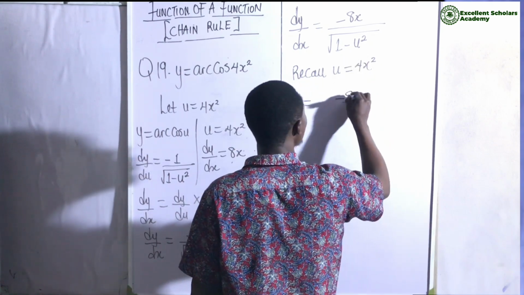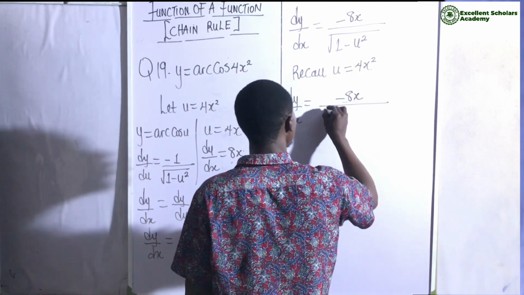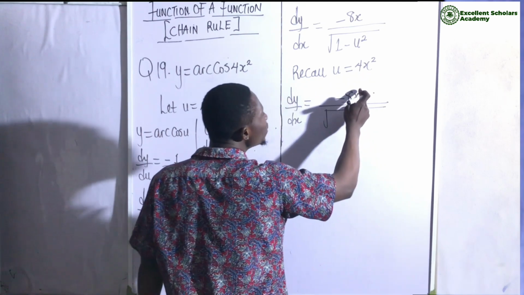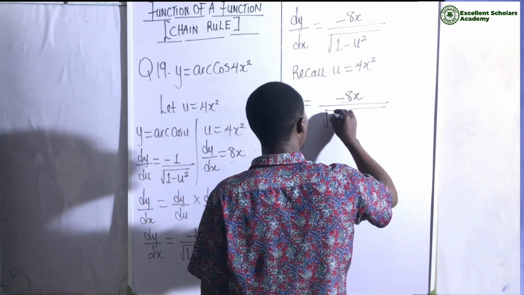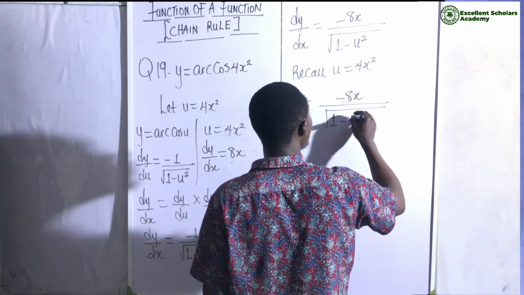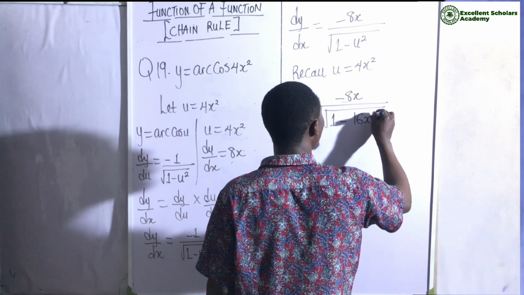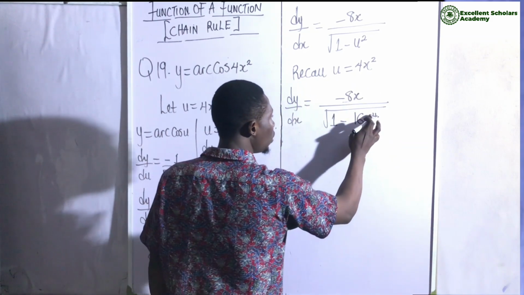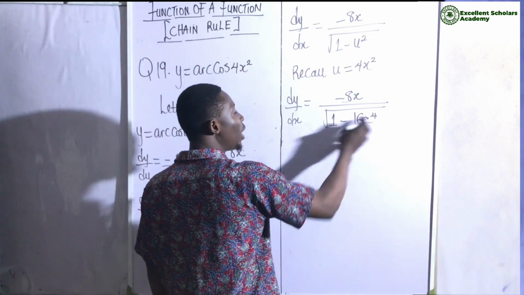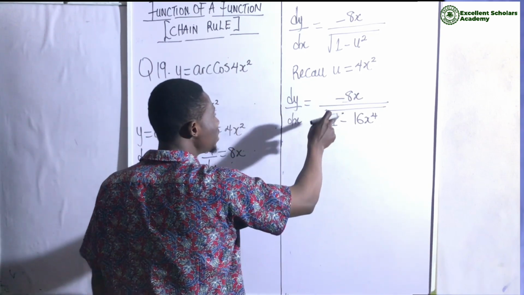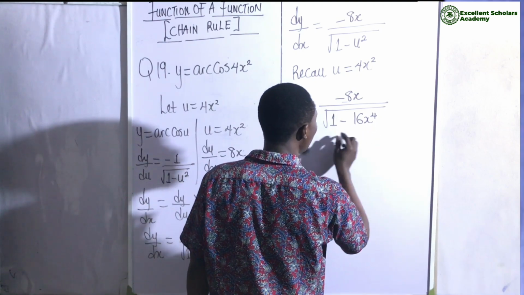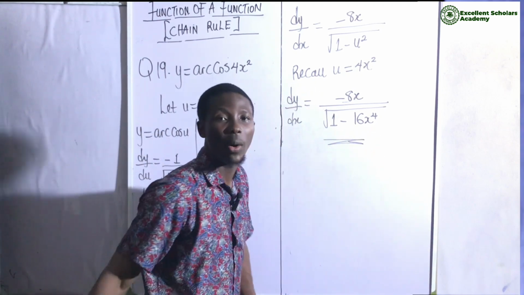Okay, so now finally our dy dx, when you substitute this 4x squared into u squared, becomes minus 8x over square root of, you square it, 1 minus 16x to the power of 4. So our final answer is going to be minus 8x over square root of 1 minus 16x to the power of 4. So that will be our answer.